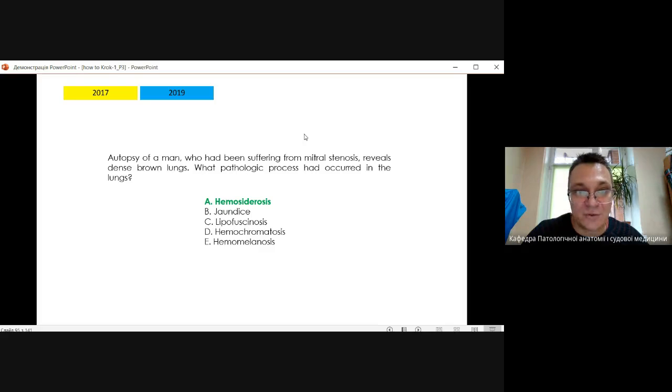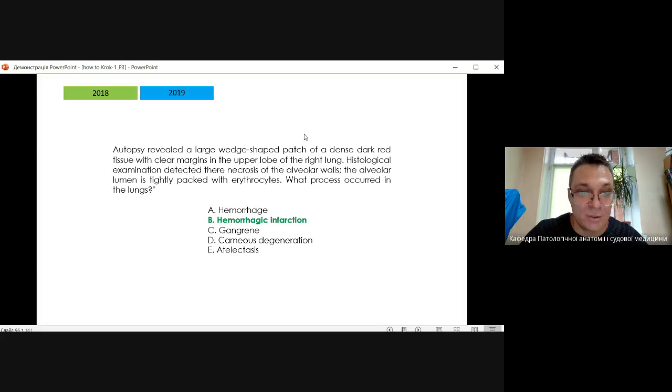Question about hemosiderosis in the lungs in a man who suffered from mitral stenosis. Remind yourself about brown induration of lungs. It's also an associated condition with that, dense brown lungs. But here the question is about the accumulation of the pigment. You see the hemosiderin, the product of hemoglobin degradation.